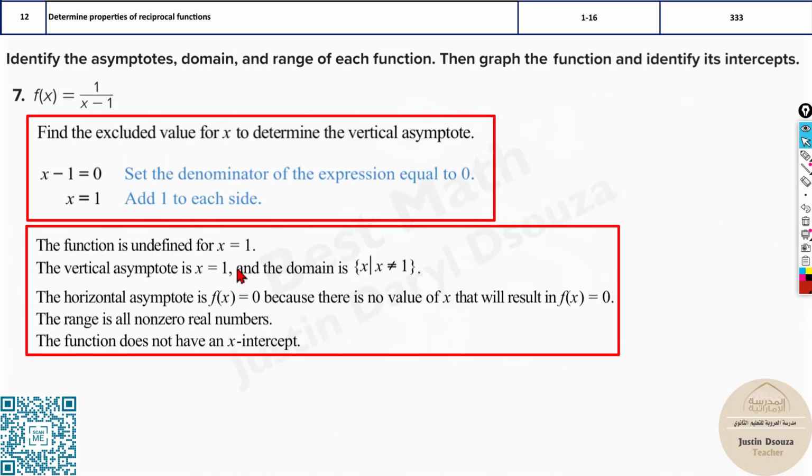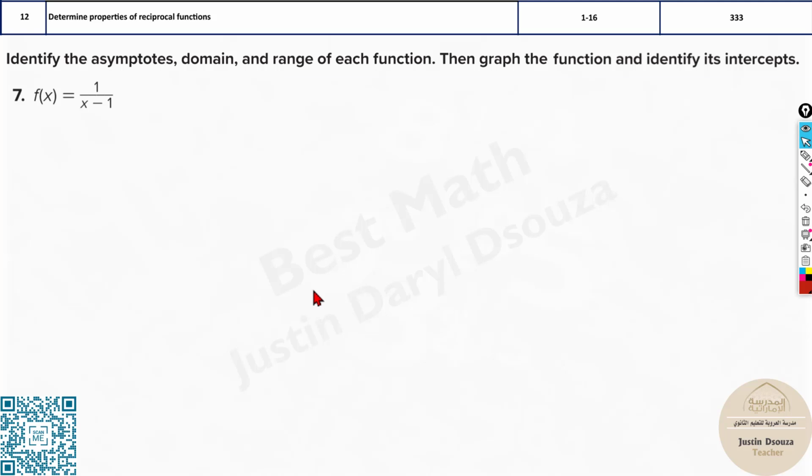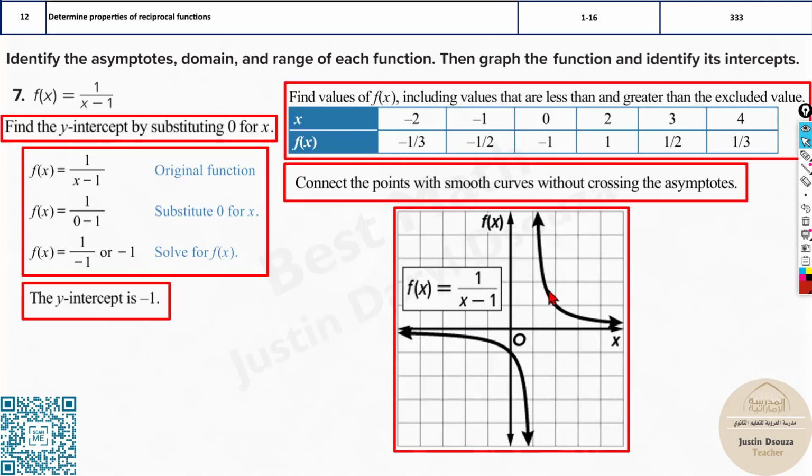Let's look into this. See over here, the undefined value is 1. So that is the point where there is a vertical asymptote. The vertical asymptote is x is equal to 1. The domain is all possible values except this value. X cannot be equal to 1 because that's excluded. And then we can see the asymptotes and the intercepts in the graph here. You can see this is the graph. One thing for sure we can tell is the vertical asymptote at 1.